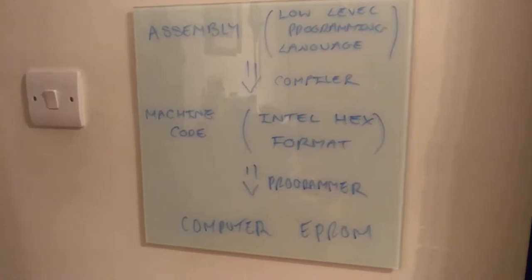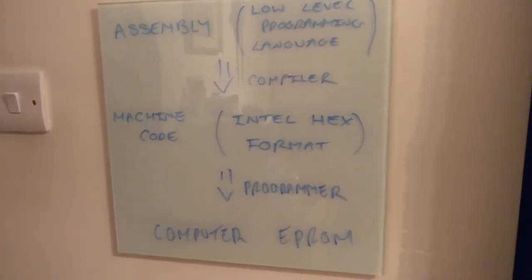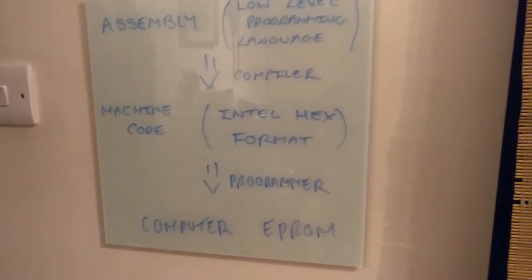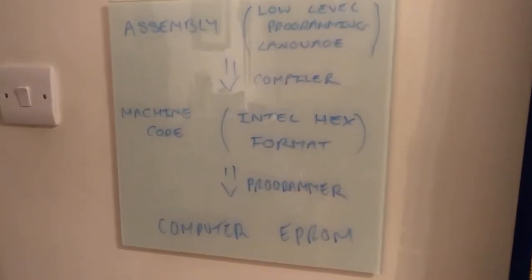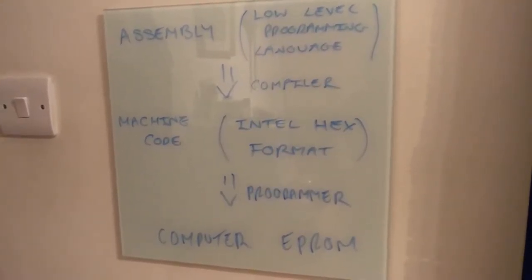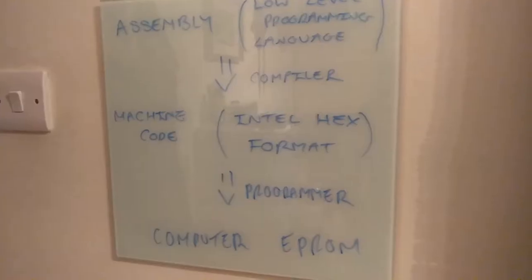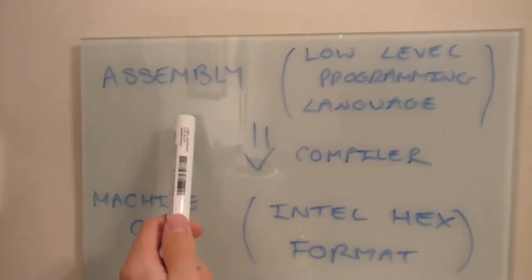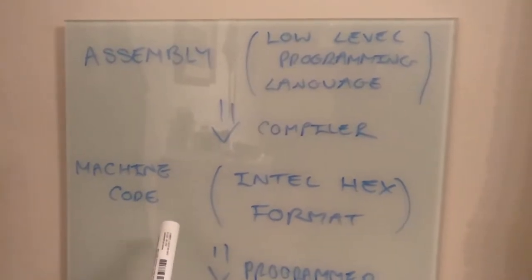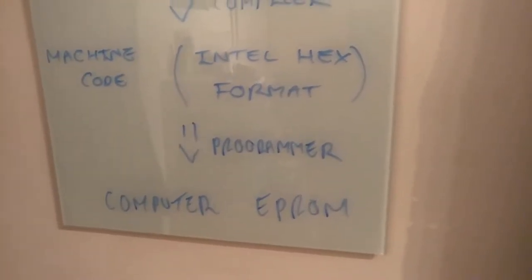So, before I show you what I've done, I thought I'd run through the process that we're going to take to complete this, as it can be a little bit confusing at first, especially considering there's not tons of information online that's easily accessible for people who are just getting into this like I am. So, I'm going to talk through what assembly is, how we compile that into machine code, and then what we do with that machine code to get it onto the computer EEPROM.